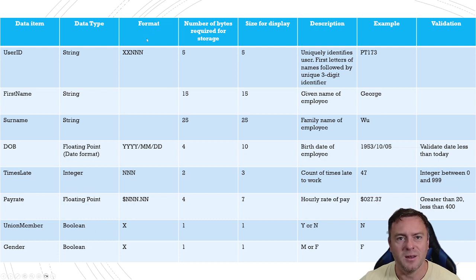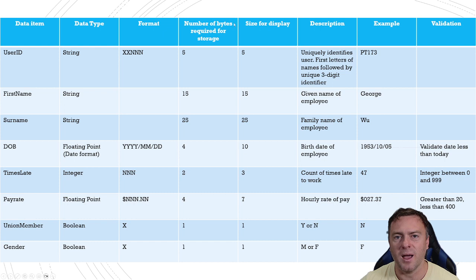As the format, it then describes how the output should look. So the user ID should have a letter and a letter, which is what the X's stand for, and then three numbers, which is what those N's stand for. The first name and surname don't exactly have a format, and then the date of birth must be the year, month, then date, with backslashes in between. The number of times late is NNN, and then the pay rate you'll notice has a $NNN.NNN. So that's the number, but it has to have three numbers before the decimal point. Union member has to be a letter, and so on.